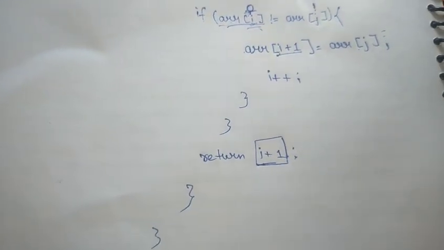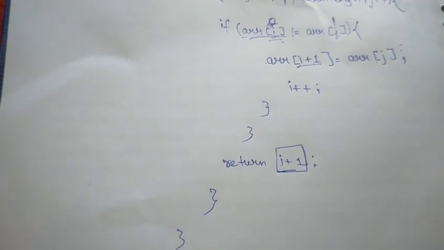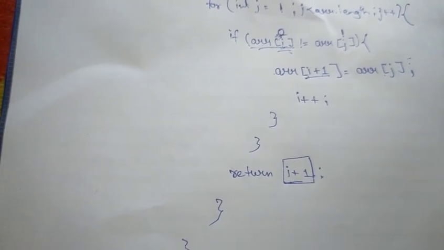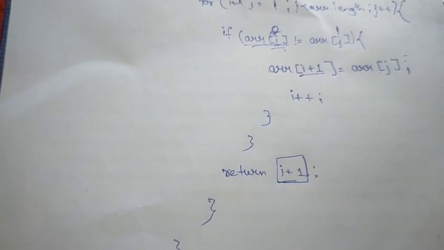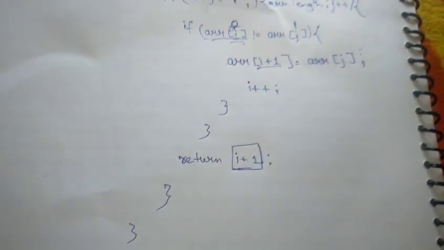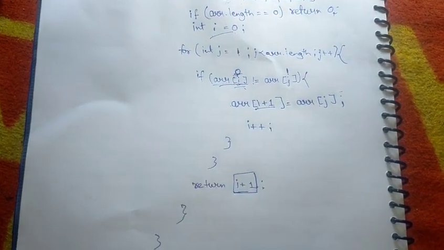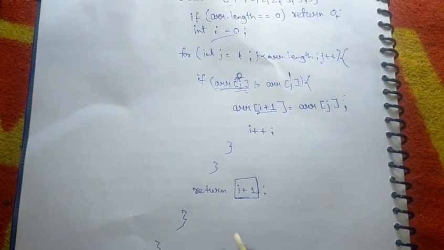Now we are only removing the elements from this. It's the basic scenario of how we remove the duplicate element. It is a basic question.